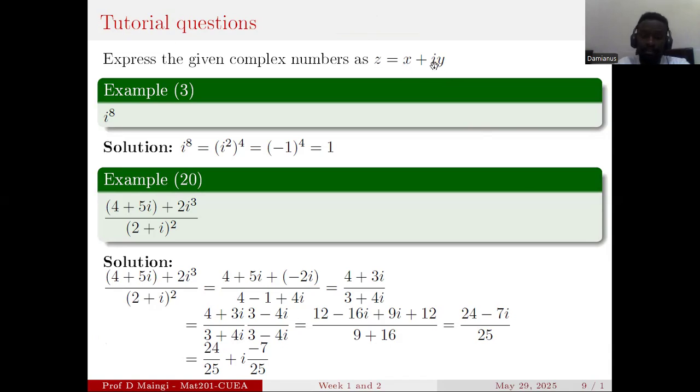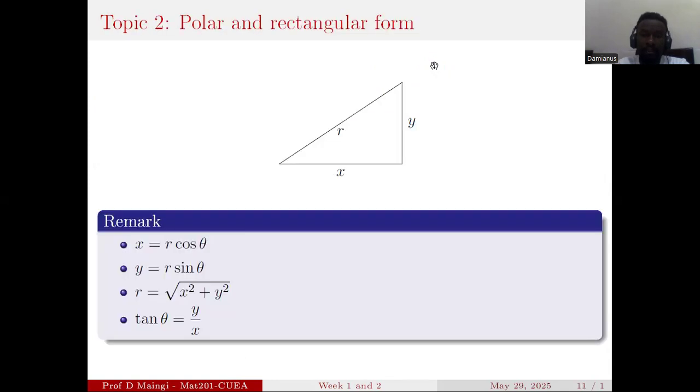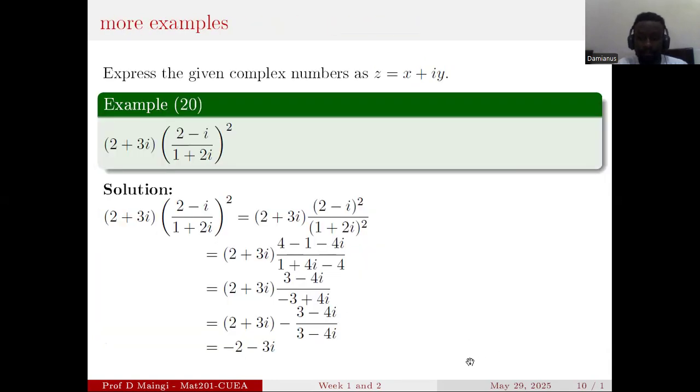So for instance, if I give you z equals minus 2 minus 3i, then the real part of this complex number is minus 2. The imaginary part is minus 3, not minus 3i.